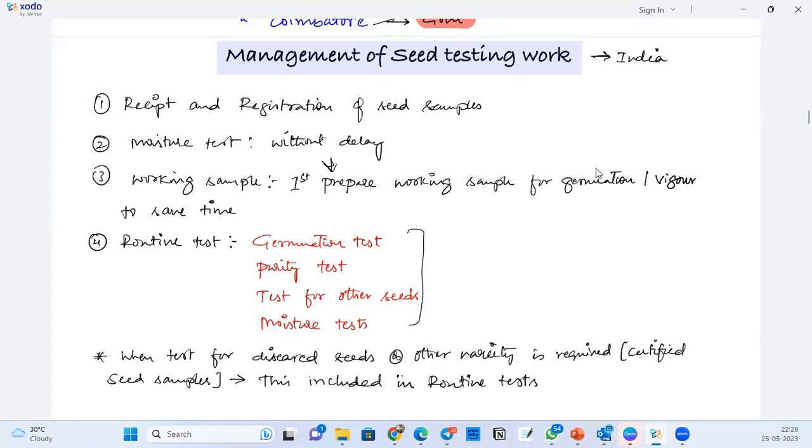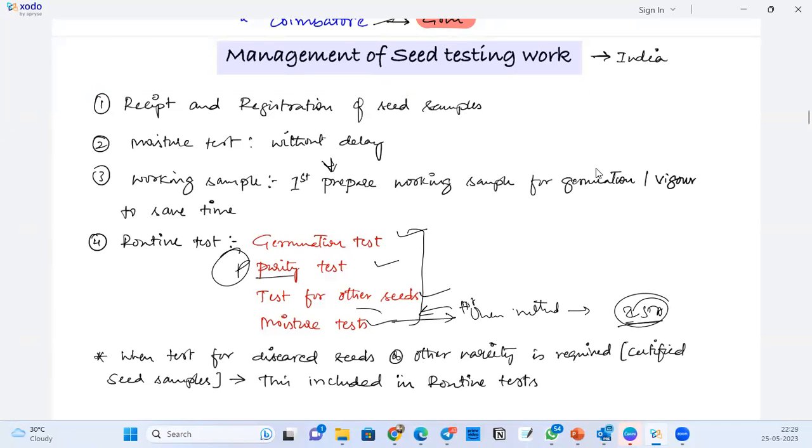It is called the routine test, where 4 different tests are followed: germination test, physical purity test, and it's not just purity, it's physical purity, test for other crop seeds, and lastly the moisture test. The moisture test is by the hot air oven method. This is a standardized method from the ISTA. ISTA recommends the hot air oven method for testing the moisture content in seed testing laboratories.